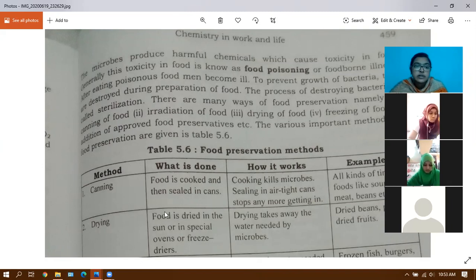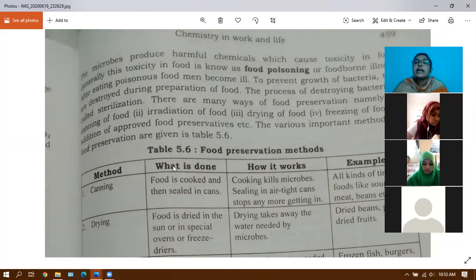First, canning. What is canning? Actually, this definition is given in your examination. So you have to read all these methods. But today I am discussing some important methods. Okay? First, canning.